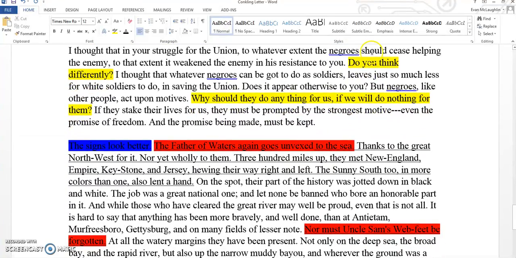Again, we see more prolepsis here in this next paragraph where he's saying, do you think differently? I thought that whatever the Negroes can do as soldiers leaves just so much less for white soldiers to do in saving the Union. Again, he's driving that point home that arming black soldiers is a necessary war measure. And then he's saying, well, if they are willing to do all this for us, we have to do something for them. So therefore, he's saying, look, we have to grant them their freedom.